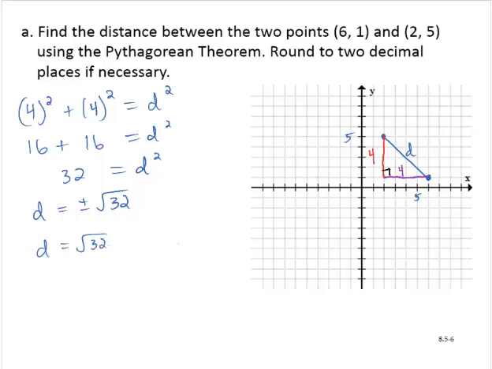Or recalling, using our properties for square roots, since 32 is 16 times 2, I can write D is equal to 4 times the square root of 2. Now, it says we can approximate this, so D is approximately 5.66 units.